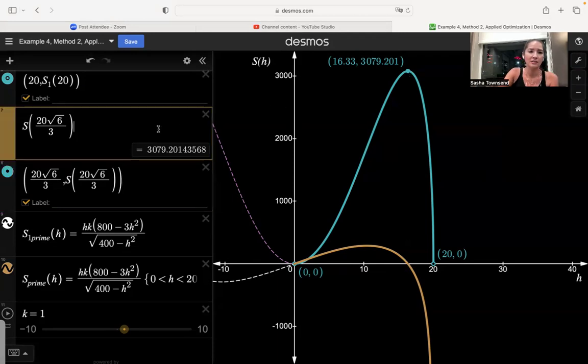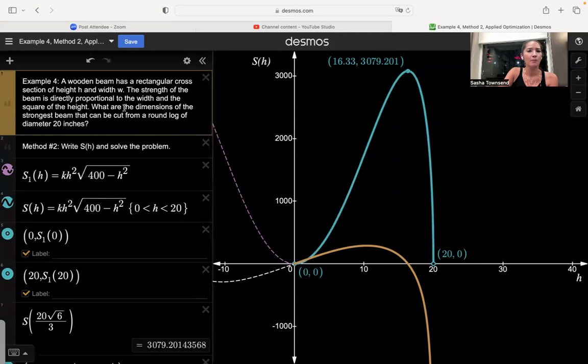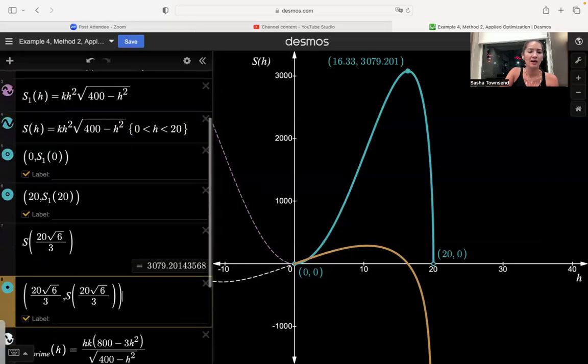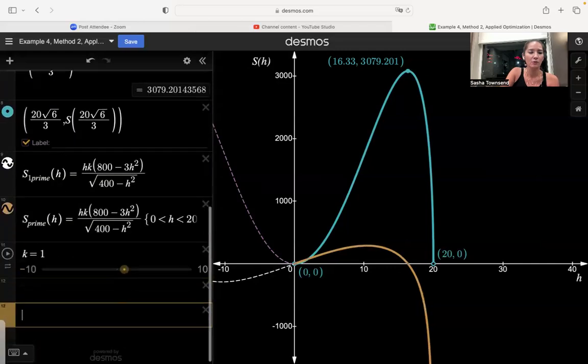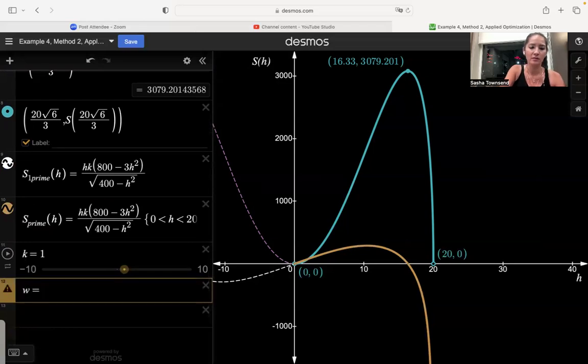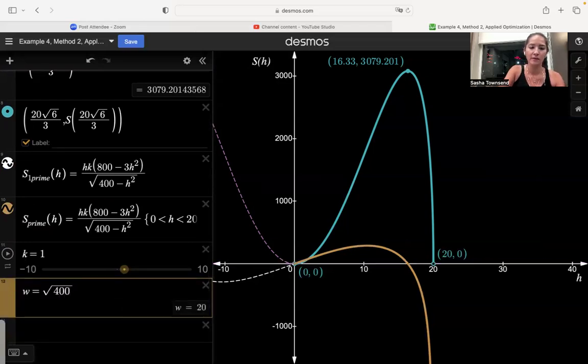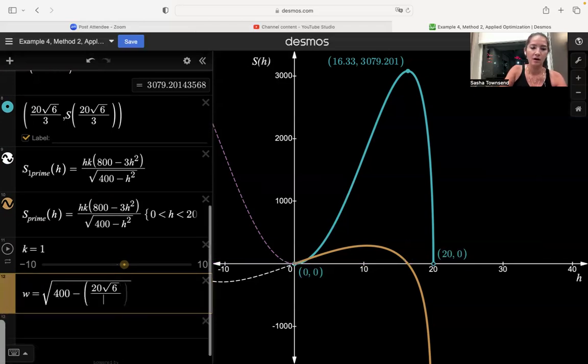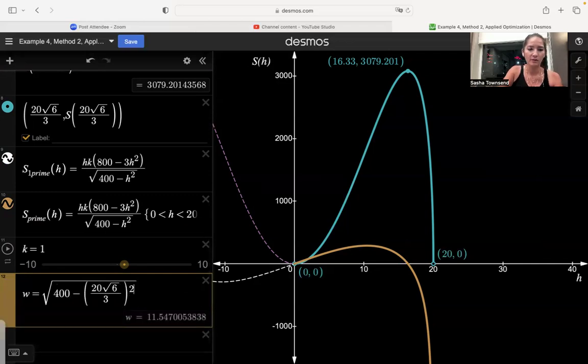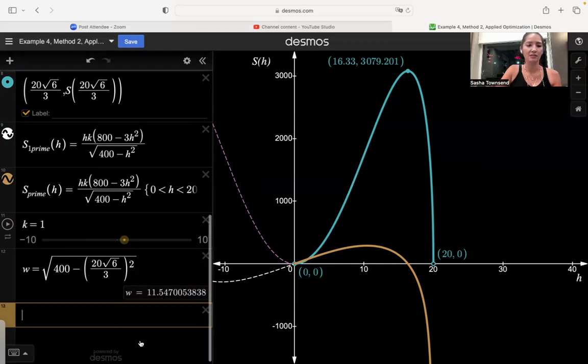But let's look at the question again. It says, what are the dimensions of the strongest beam that can be cut from a round log of diameter 20 inches? Well, that's going to be a height and a width. Once we know that the height is 20 times the square root of 6 divided by 3, we can solve for the width. The width is the square root of 400 minus that height squared. So it's going to be 20 times the square root of 6, all divided by 3. We square that, and we get a width of 11.5 inches approximately.